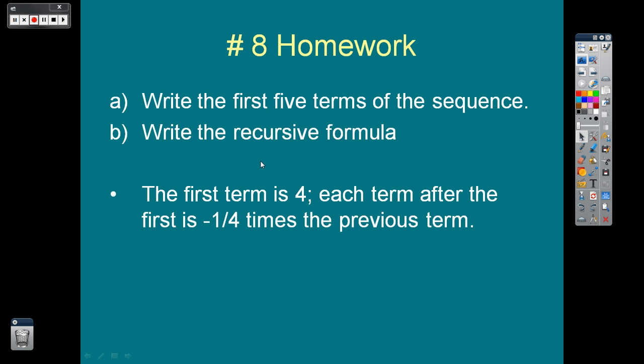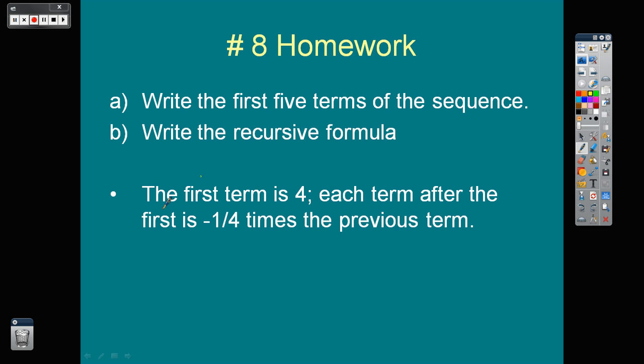What are the first 5 terms of this sequence? And then we're going to write the recursive formula. The first term is 4. Each term after that is negative 1/4 times the previous term. Okay? So this is easy. The first term, you could write it like this, T1, T2, T3, T4, T5 if you want. Well, the first term is 4. Each term after this is negative 1/4 times this. So 4 times negative 1/4 is negative 1.